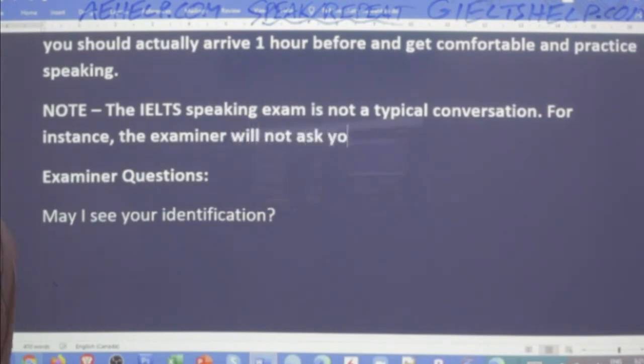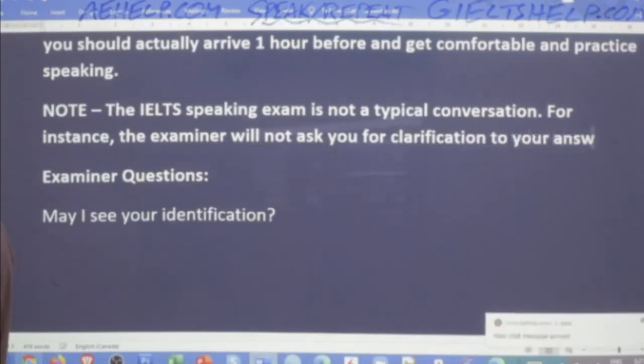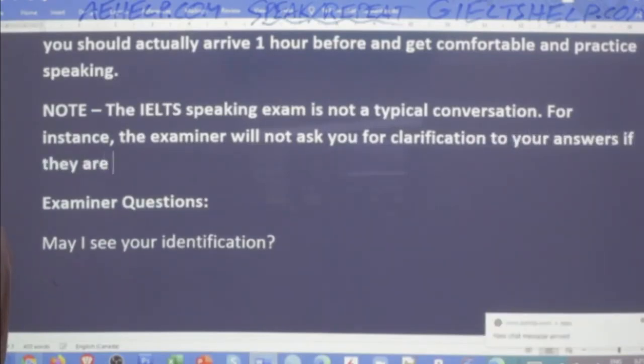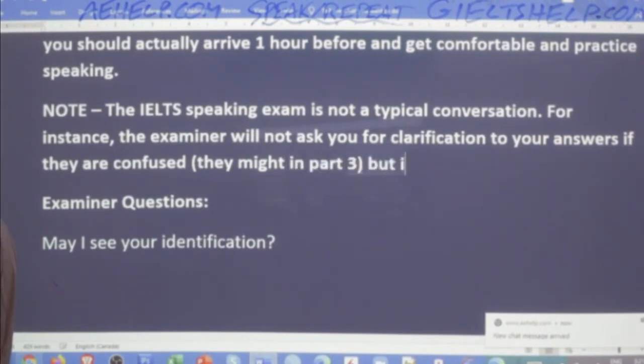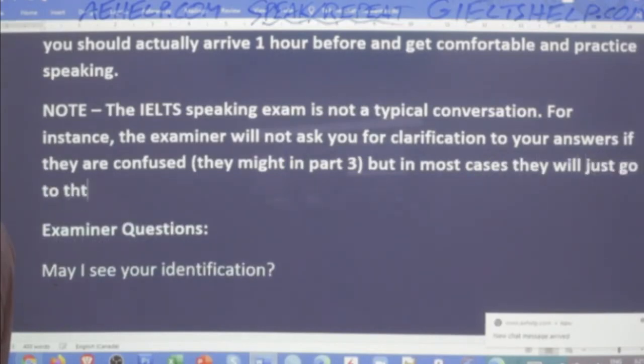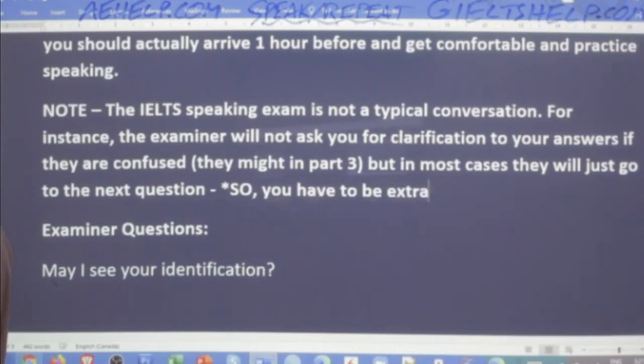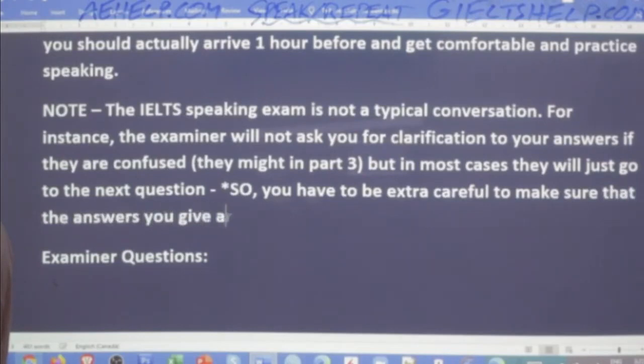So for instance, the examiner will not ask you for clarification to your answers if they are confused. They might in part 3, but in most cases, they will just go to the next question. So, you have to be extra careful to make sure that the answers you give are absolutely clear.